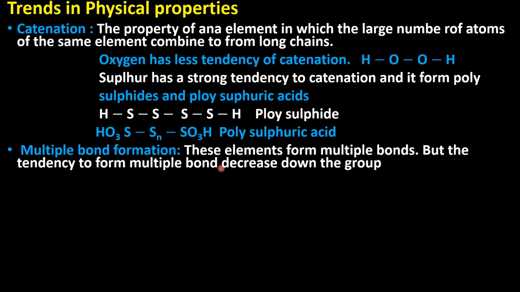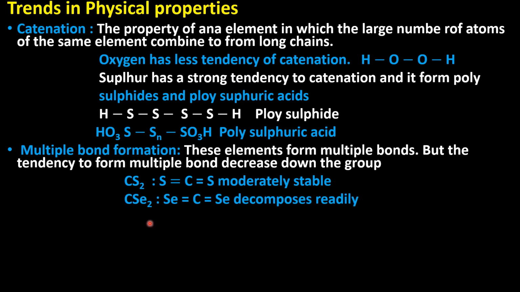Multiple bond formation. These elements form multiple bonds, but the tendency to form multiple bonds decreases down the group. So multiple bonds are formed as shown here. In carbon disulfide, sulfur atoms can form multiple bonds with carbon. Carbon disulfide is a highly volatile organic solvent and it is moderately stable. Carbon diselenide, Se double bond C double bond Se, decomposes very easily. Carbon ditelluride is not known.